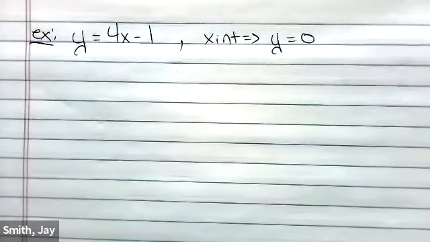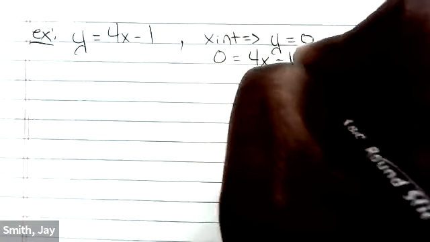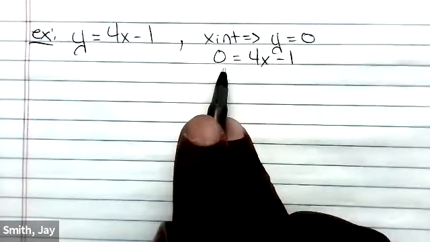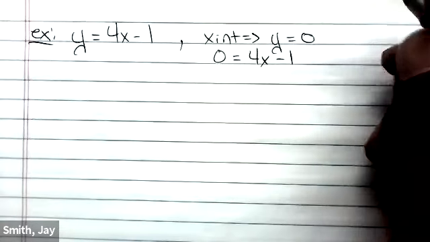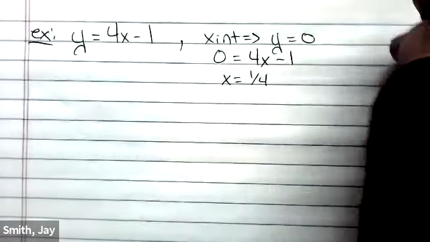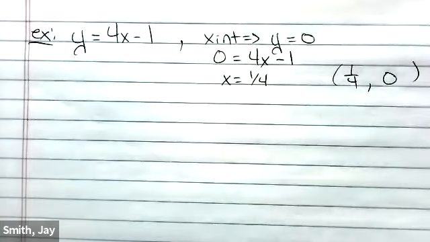So first things first, my x-intercept. Remember, x-intercept implies that my y is 0. So for this equation, we will have 0 is equal to 4x minus 1. We can solve this for x by adding 1 to both sides and dividing both sides by 4. And we'll end up with x is equal to a positive 1/4. So my x-intercept will be 1/4, comma 0.